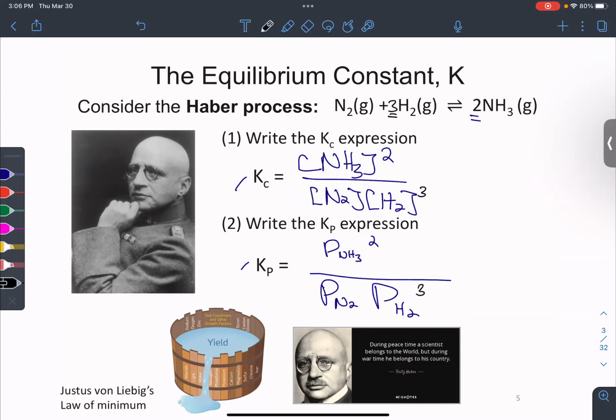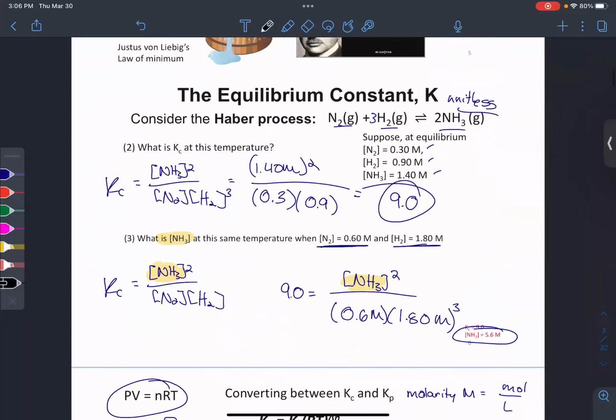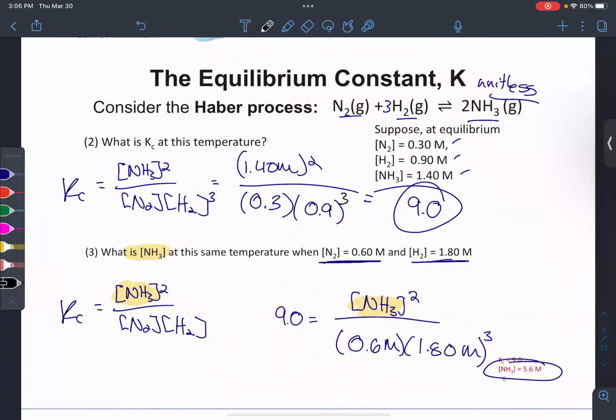These K expressions are contingent on having the balanced chemical equation. Sorry, I forgot that 3, but everything else should be okay, and those answers in the corner should still be right. Oh, did I put the 3 there? Maybe. All of these are missing that 3, but all those calculations should come out fine.